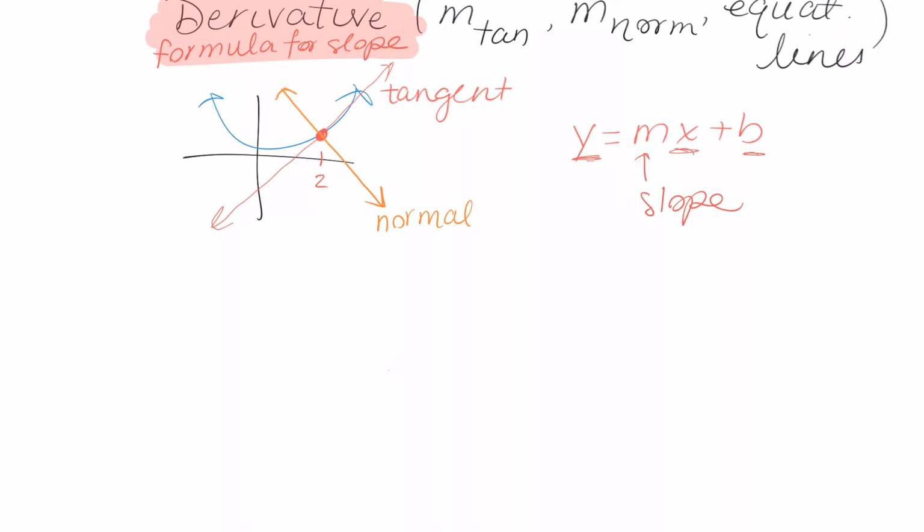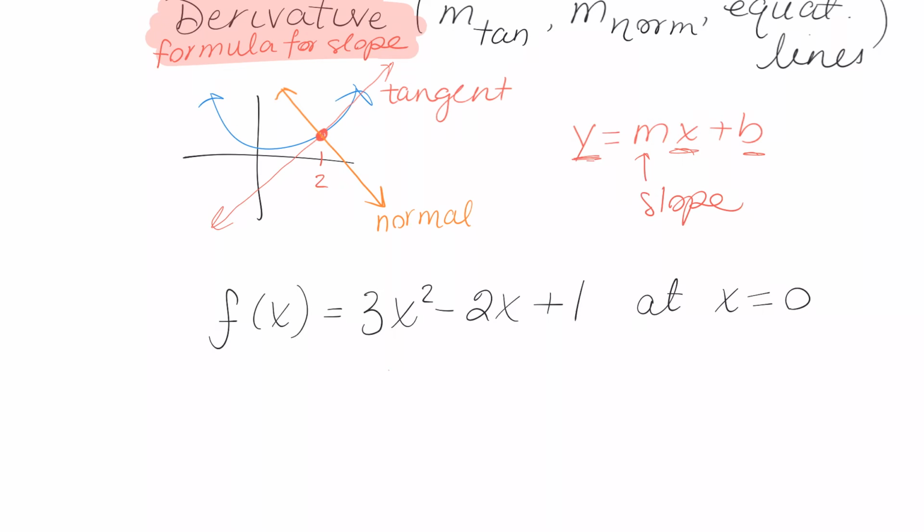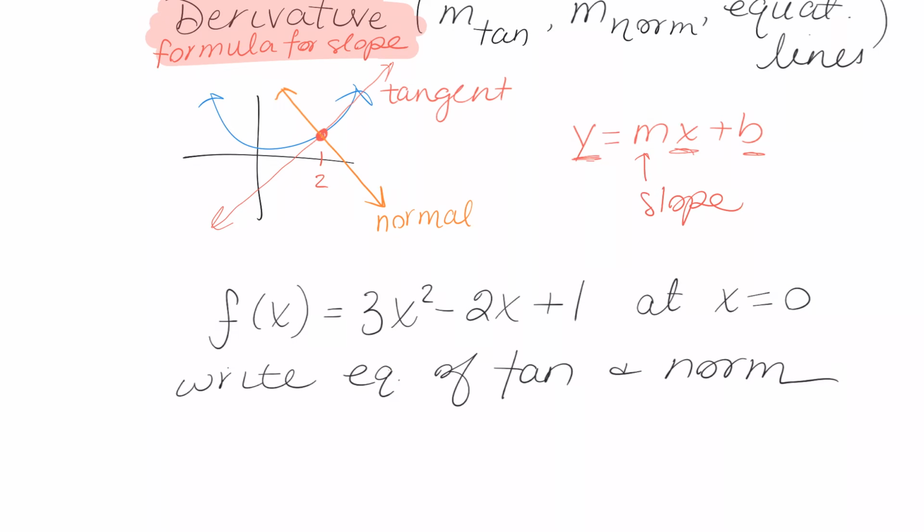So what if we do something like this? What if we start with f of x equals 3x squared minus 2x plus 1, and we're talking about x equals 0. And our goal is to write the equation of the tangent line and the normal line, okay? That's what we're going to try and do here. There's a very large part of me that thinks you can do this right now. So I want you to pause. I want you to try and do it, and then come back when you're ready. So I'll wait.